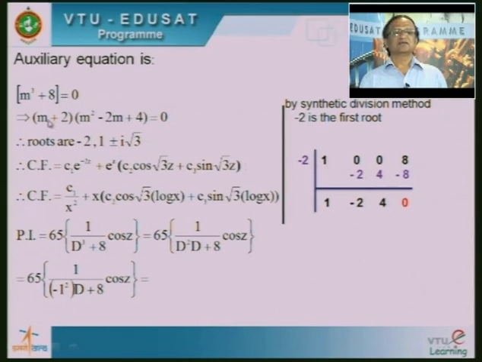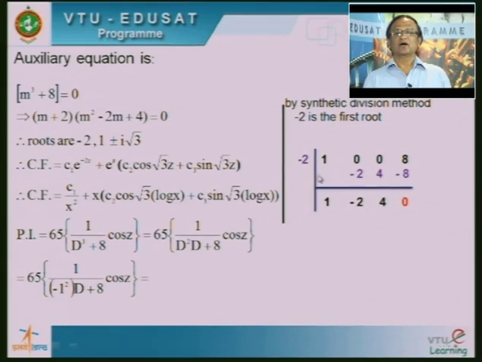Okay. Minus 2 as it is, the coefficient of m cube is 1, the coefficient of m square is 0, the coefficient of m is also 0, and the constant term is 8. Now, in the second row, first I want to begin with 0. I will add 1 plus 0 is equal to 1. I will write in the third row. Then I will multiply these two numbers, minus 2 into 1. I will write in the second column minus 2.